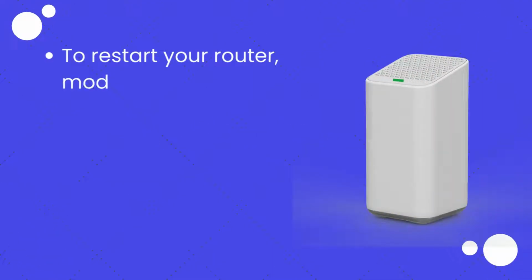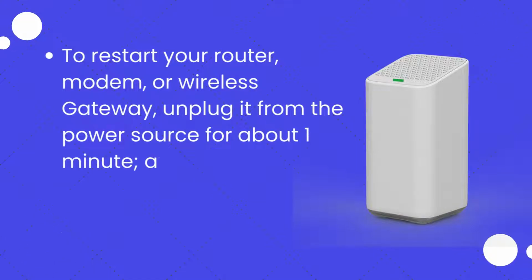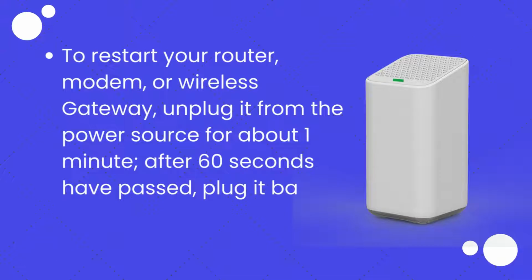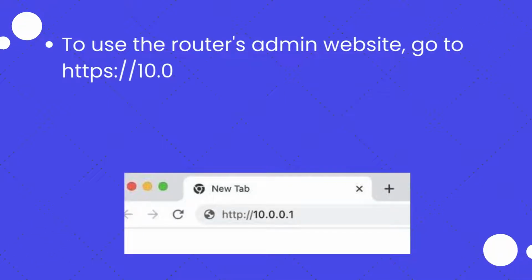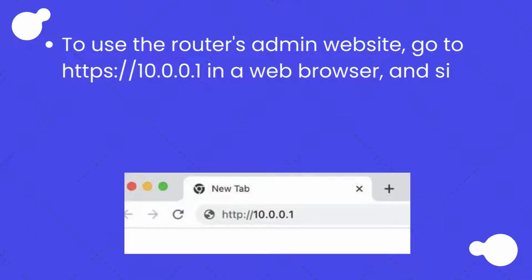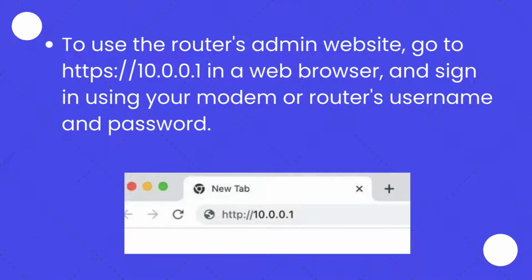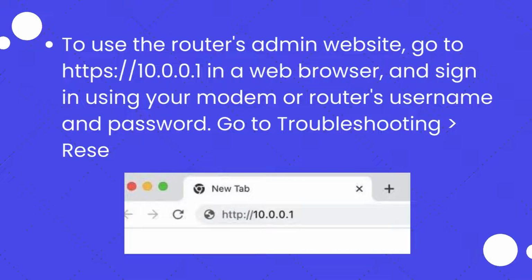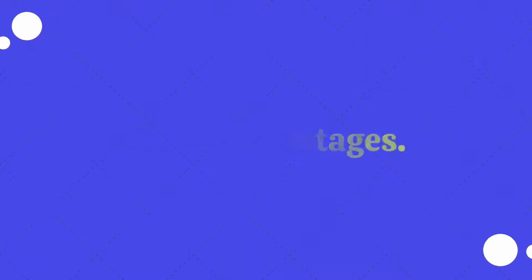Restart the router. To restart your router, modem, or wireless gateway, unplug it from the power source for about 1 minute. After 60 seconds have passed, plug it back in. To use the router's admin website, go to https://10.0.0.1 in a web browser, and sign in using your modem or router's username and password. Go to troubleshooting, reset/restore gateway, reset.